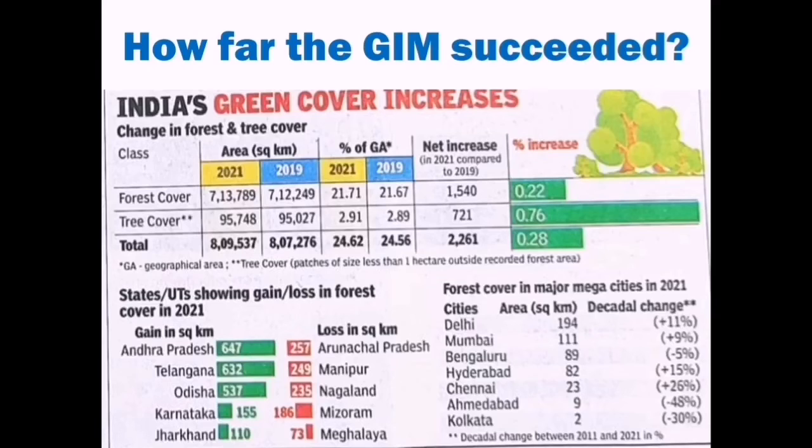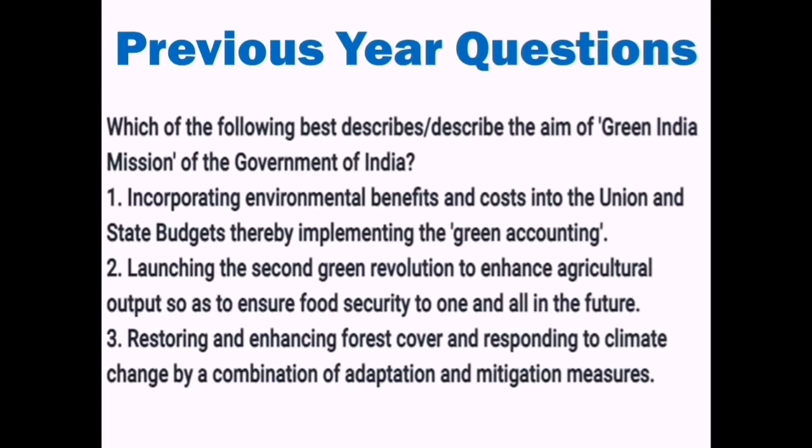However, the data shown in the slide clearly shows that India's green cover has touched nearly 1/4 of its geographical area, with forest and trees outside recorded forest areas putting together an increase of 2,261 square kilometers in the year 2021, equivalent to 0.3%. With this, the total green cover has now reached 24.6% of the geographical area, including 21.7% of forest cover exclusively.